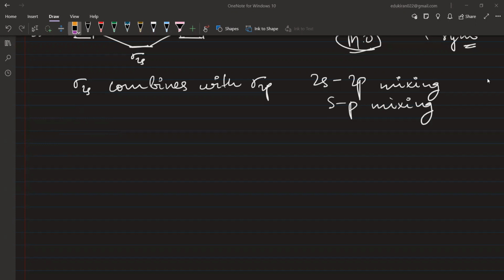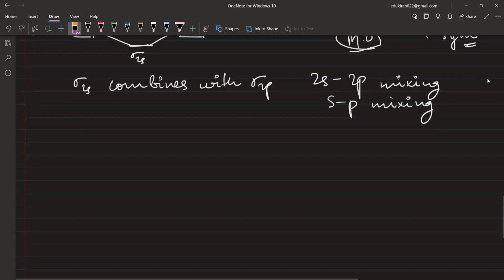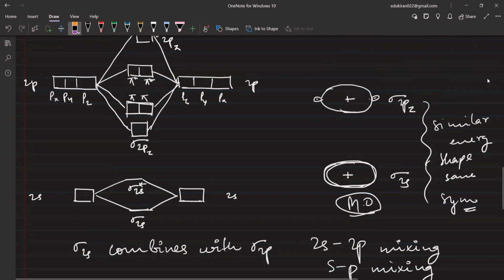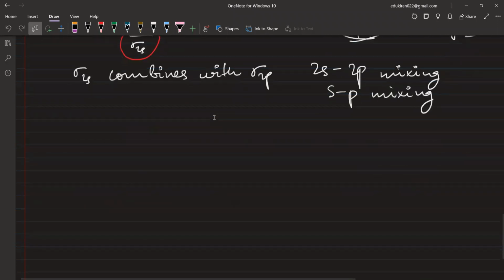2s is going to combine with 2p. अच्छा, which is having lower energy, 2s या 2p? Tell me guys, sigma 2s या sigma 2p, कौन सा lower energy है? Look at the graph, look at this MO diagram and tell me. We have the sigma 2s here and we have the sigma 2p here. Which is lower in energy? 2s. Very good. Sigma 2s is lower in energy.